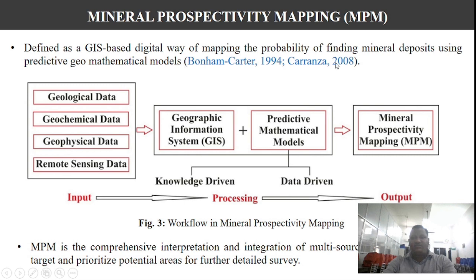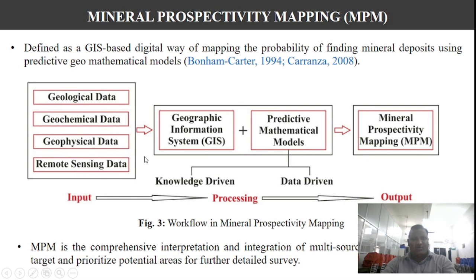And the most important thing is, it is done using predictive geomathematical models. Since it is a mapping of probability, possibility, or likelihood, we need predictive models. So these predictive geomathematical models play a major role in mineral prospectivity mapping. As we discussed earlier, from mineral systems analysis, we can find out which data is relevant. The data are collected from several geoscience disciplines, such as geological data, geochemical data, geophysical data, and remote sensing data. All these data are collected and compiled.